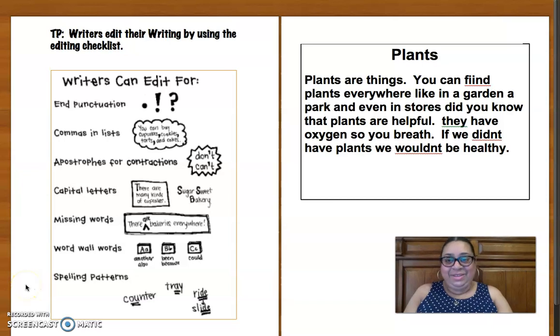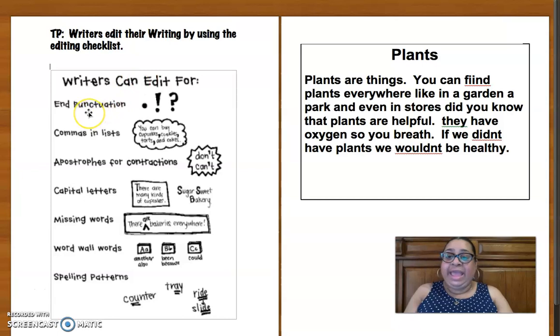Hi writers, happy Thursday! Today we're going to talk about how we can edit our writing to make it easier for our readers to read. And the way that we edit our writing is by using the editing checklist. So here's my editing checklist, and let's just take a look at it together to see the things that will make our writing better once we edit it.